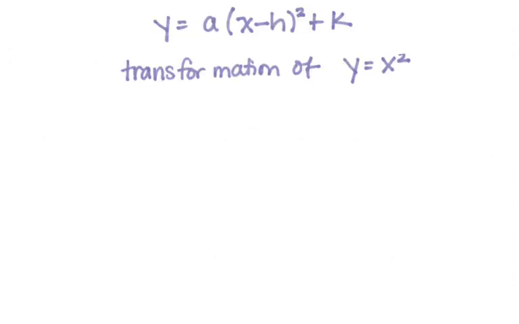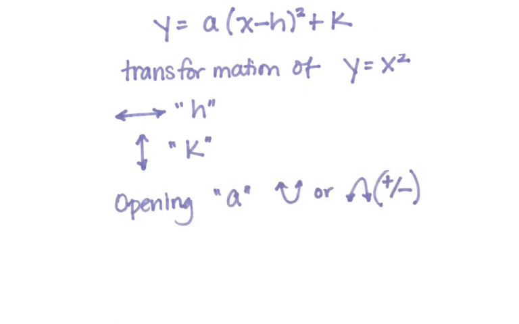So in this transformation of y equals x squared, the h is the horizontal change. It's how we shift it. So it's called a horizontal shift. The k is a vertical shift. The a, if it's positive or negative, describes the opening. If it's a positive a, it's opening upward. If it's a negative a, it's opening downward. What that's also referring to is if our a is negative, you're going to reflect over the x-axis. If it's positive, we just do it going upward.